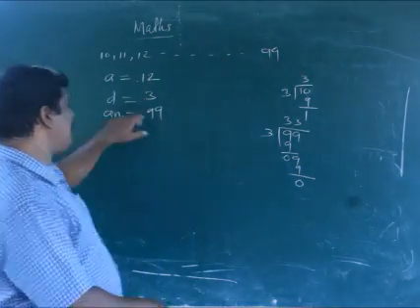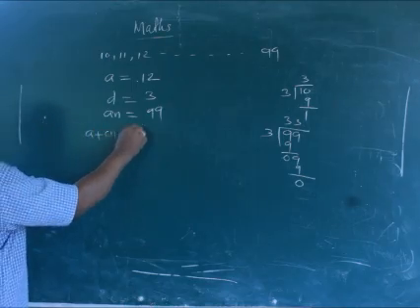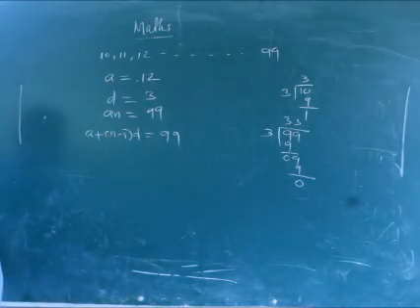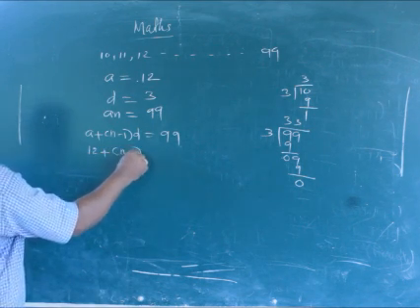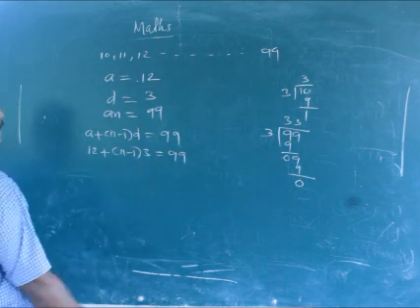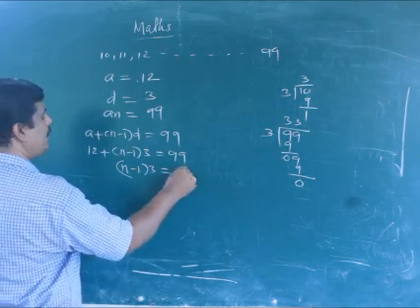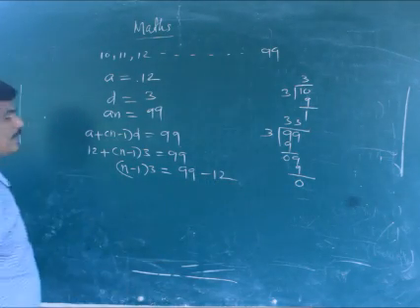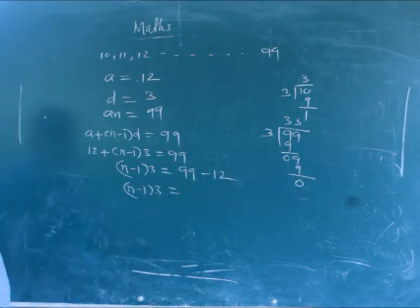So an is equal to 99. An expressed as a plus n minus 1 into d is equal to 99. Clear? Then a is 12, so 12 plus n minus 1 into 3 is equal to 99. n minus 1 into 3 equals 99 minus 12. Clear? So n minus 1 into 3 is equal to, what is 99 minus 12?